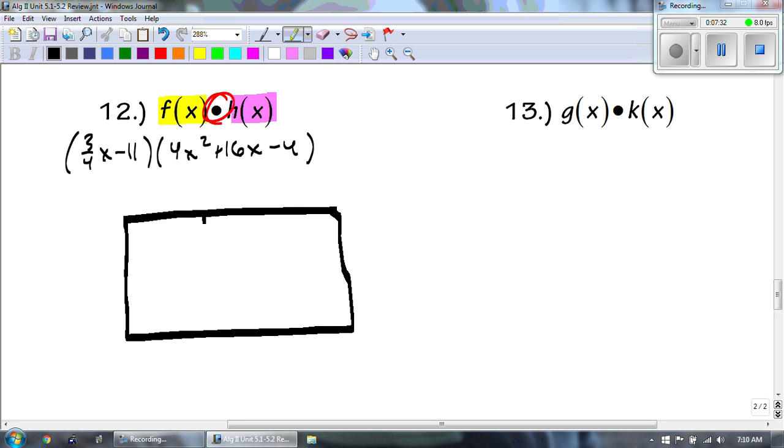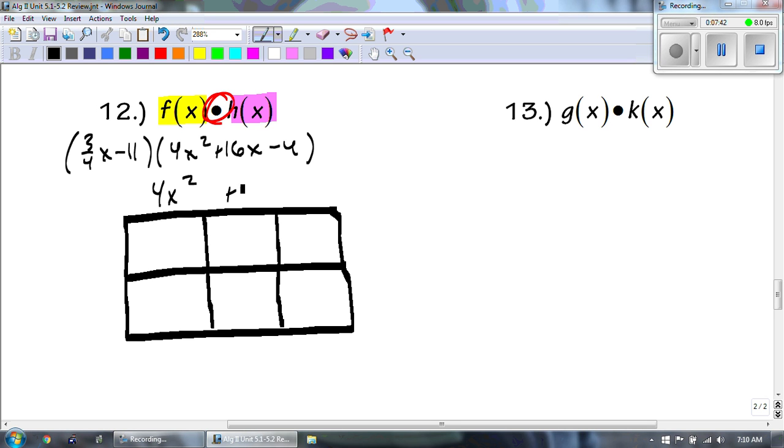So I've got a trinomial on the top, and a binomial on the side. So I have 4x squared plus 16x minus 4, 3/4 x minus 11, and then I just go back and multiply everything. So 3/4 times 4, 3 times 4 is 12, 12 divided by 4 is 3, so I've got 3, and then I have x cubed.